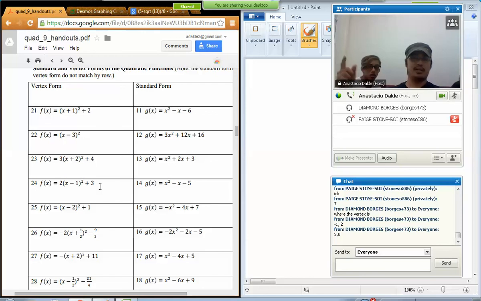Positive 3, negative 1. Answer is wrong. What, George? 1, 3. This gives you the x coordinate, and you always tell me the x first. This gives you the y coordinate, and you tell me the y second.